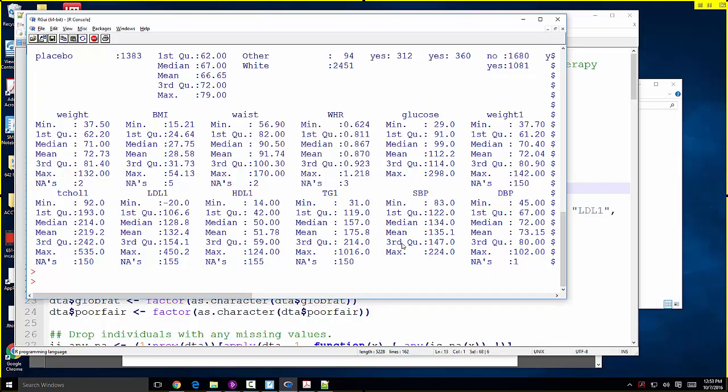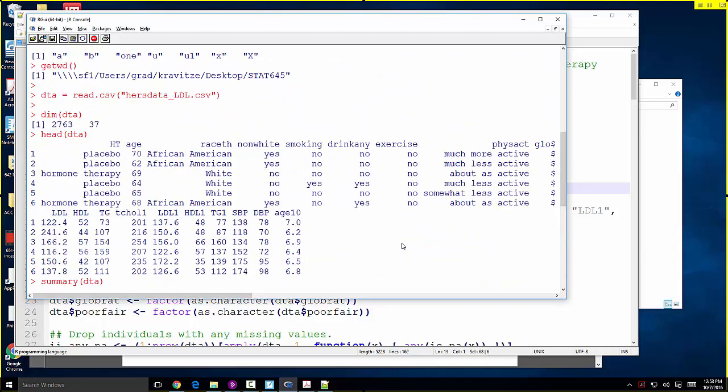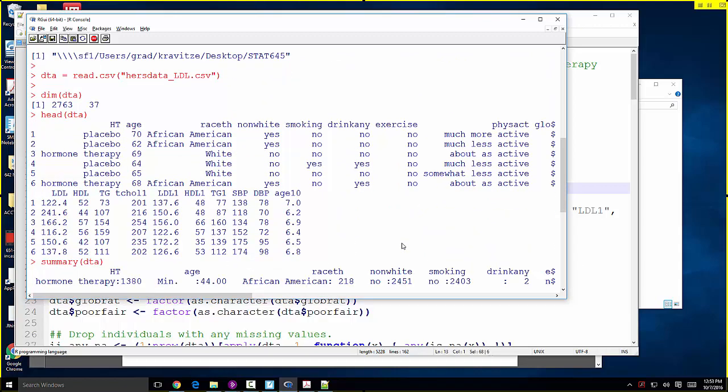I guess that's fine. All right, so our variables, the first one is hormone therapy, HT. That's treatment or control. Then we have age and several categorical variables about race and smoking and drinking and exercise.